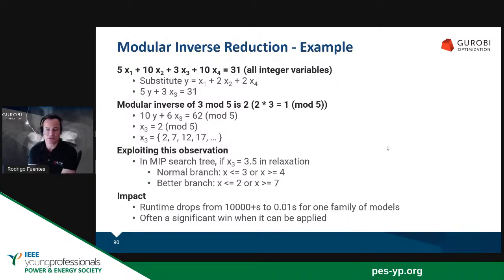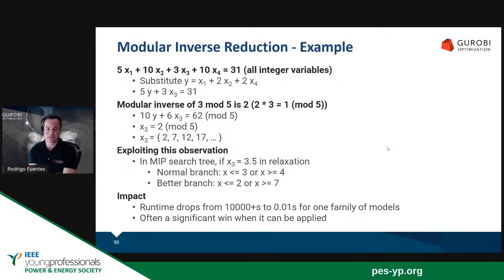So where is the advantage of this? We went through the Euclidean algorithm. We had some algorithmic expense. We had to spend some computations to compute that number. But the advantage is now, if in our branch and bound, let's say that x3 takes a value of 3.5 in the LP relaxation, what we did before was, well, we know that x3 has to be greater than 4 or less than 3. But because of the computation we did just above, we can eliminate from those ranges I just described the values of 3 and the values of 4, 5, and 6.